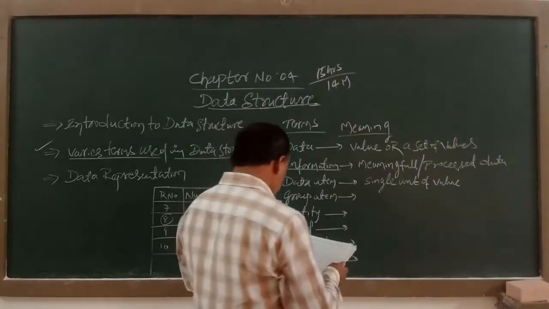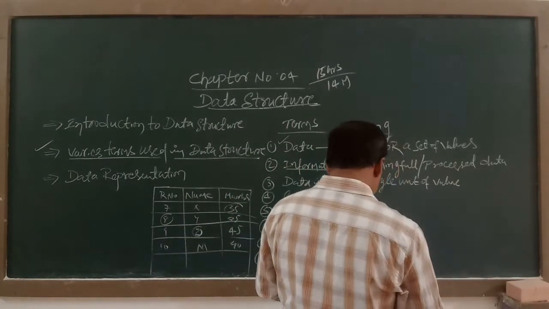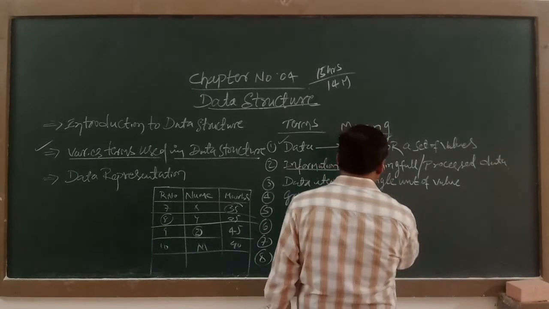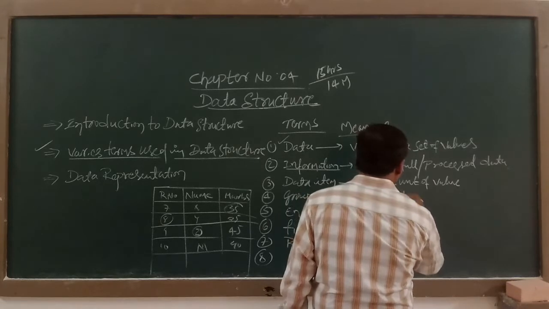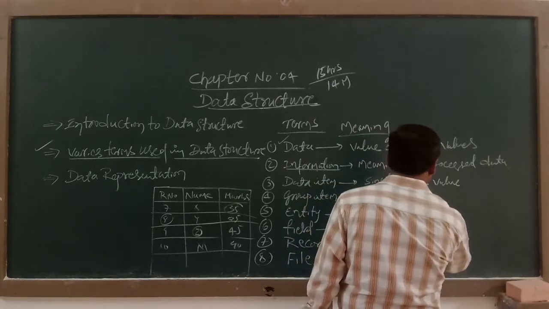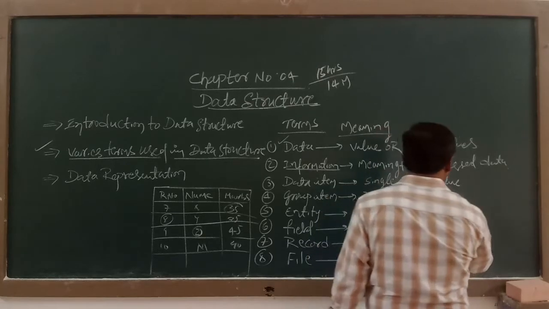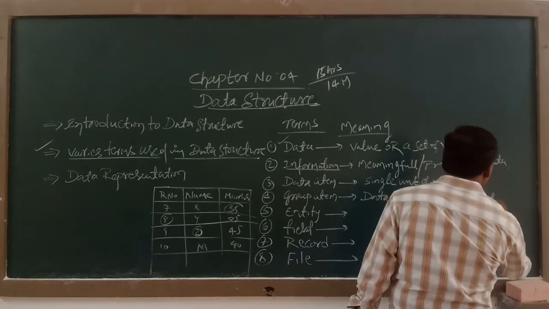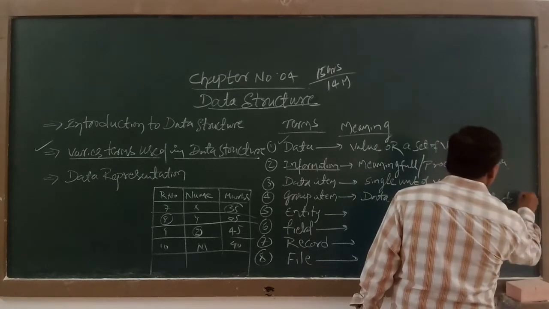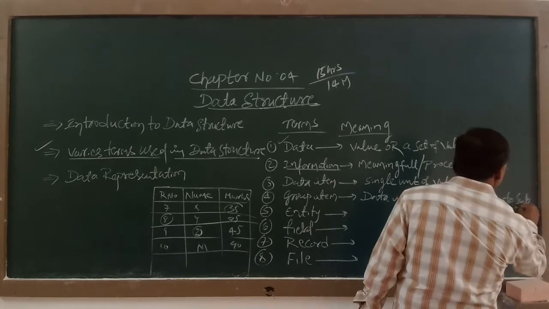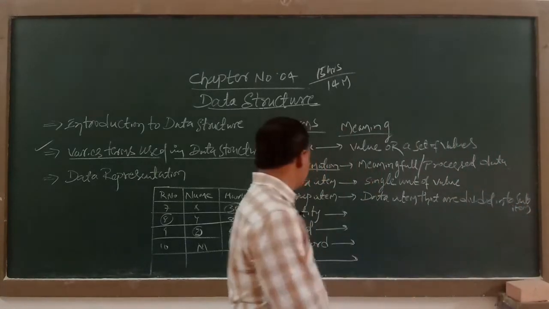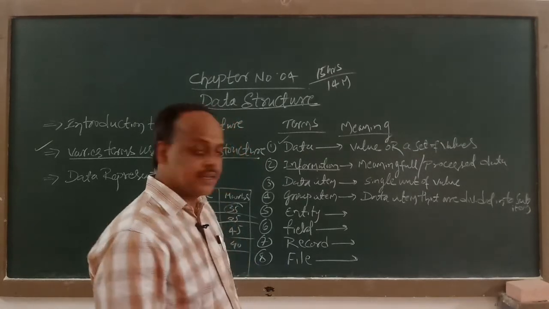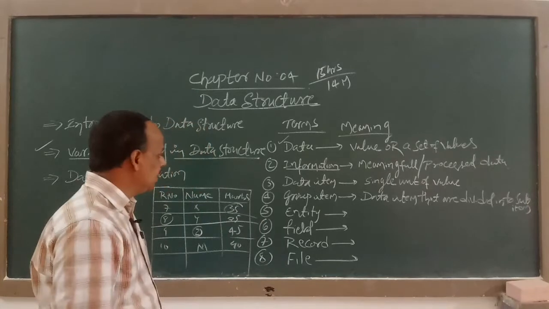Next, group item. Group item means data items that are divided into sub items. Data items that are divided into sub items are considered as group items.